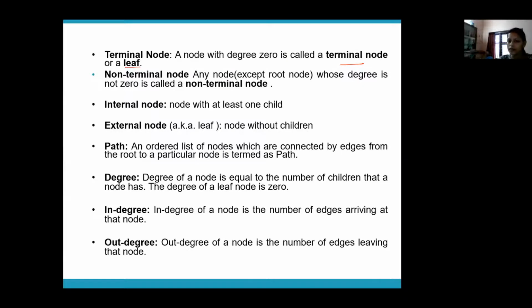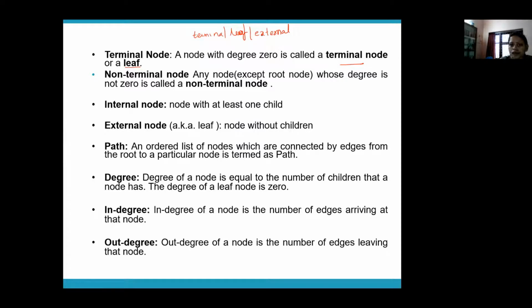So whoever is at the last level is called a non-terminal node. Okay, whoever is in the interior of the tree is called a non-terminal node. Another term is internal node. Internal node means the same thing as non-terminal node: a node with at least one child. External node, again leaf node or terminal node, can also be referred to as external node. That means a node without any children. So remember, terminal node, leaf node and external node mean the same thing: whoever is at the last level and does not have any child.